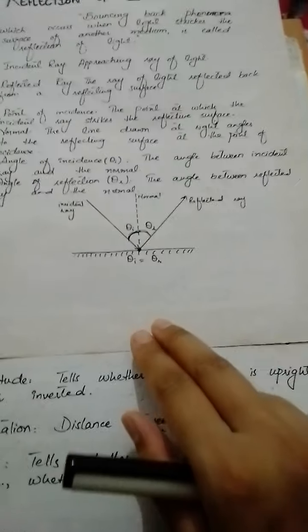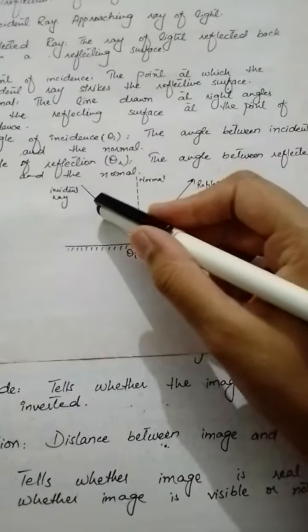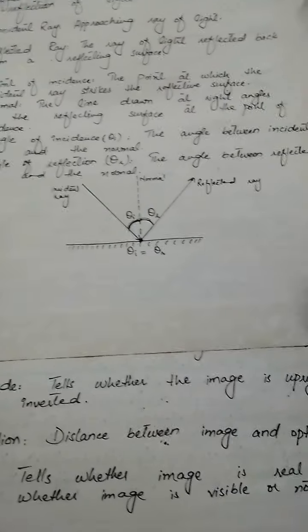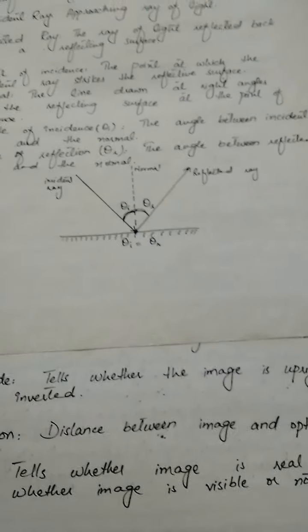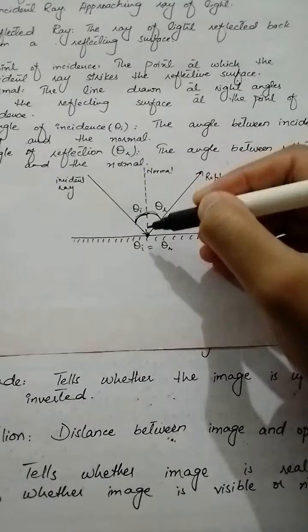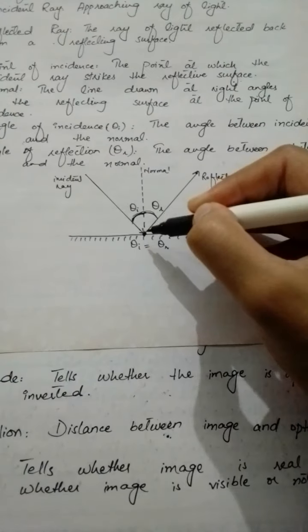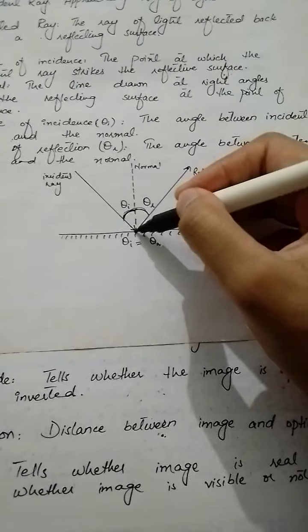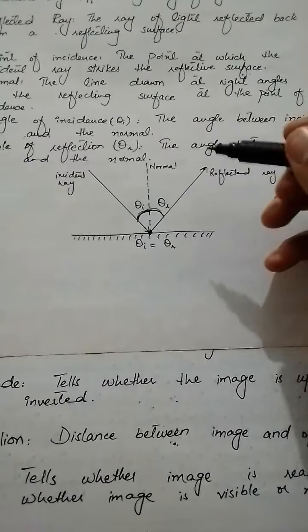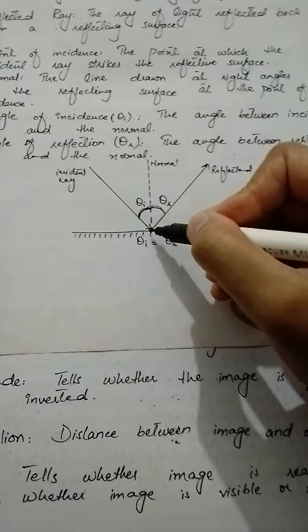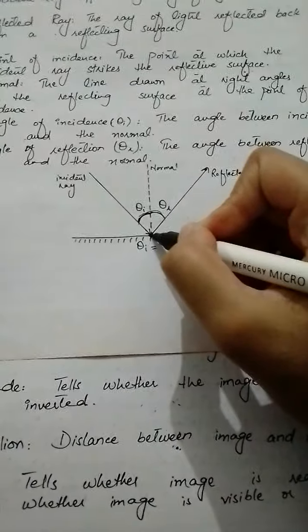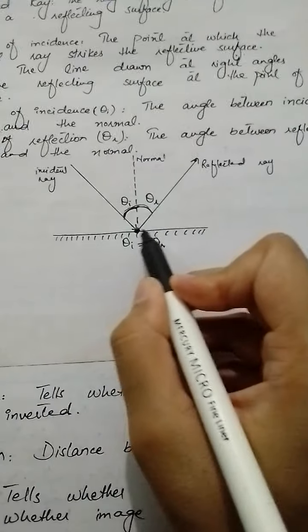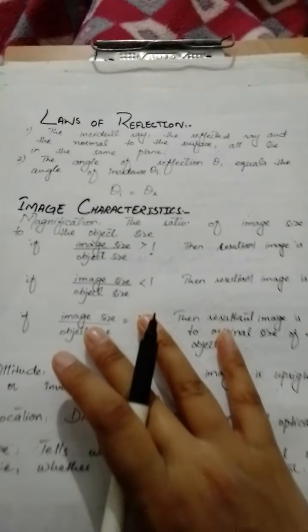Coming back to our figure: the incident ray, the reflected ray, and the normal. Here is the normal, here is the incident ray, here is the reflected ray. They all lie in the same plane. It means that they all share a common point between them, and that common point lies on the reflecting surface. This is what the first law means.